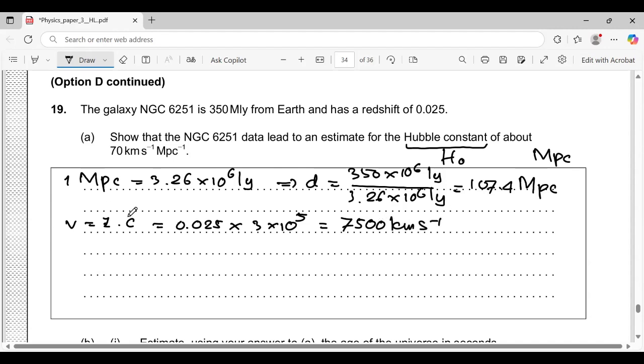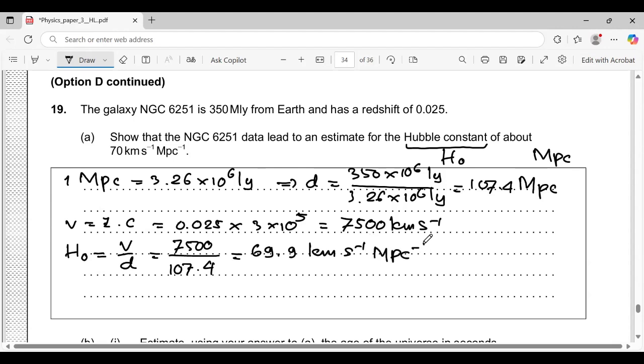So next, estimate H0 or Hubble constant. Hubble constant equals v over d. v is 7,500 over 107.4, and the result is 69.9 kilometers per second per megaparsec. Approximately, it becomes 70 kilometers per second per megaparsec.